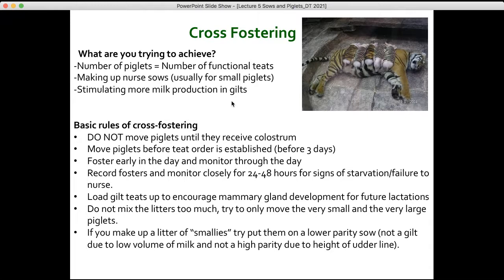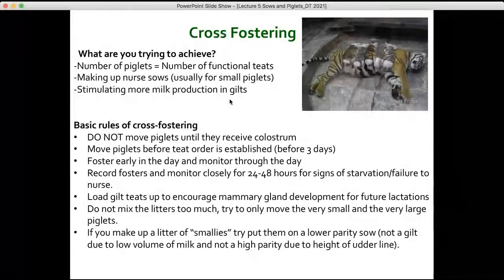Another possibility for doing cross-fostering is to make up a... Oh, sorry, the microphone did something a bit funny there. Is it still okay for you guys? I'll just check the comment. Yep, okay, cool. Thank you.